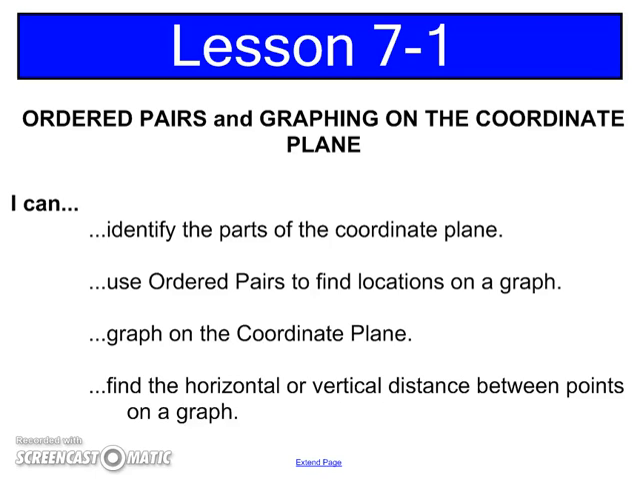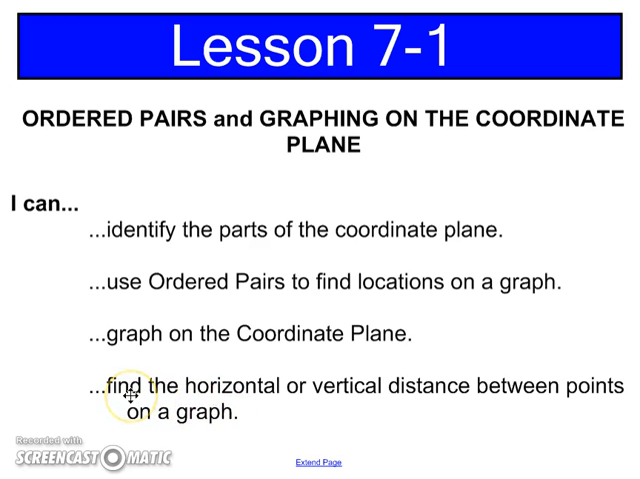All right, ladies and gentlemen, lesson 7.1. Chapter 7, we're going to be discussing graphing throughout the chapter. In lesson 7.1, we're going to begin with some of the review topics to graphing, specifically what are ordered pairs, and then graphing on the coordinate plane. We're going to identify parts of the coordinate plane. We're going to use ordered pairs to find locations and do some graphing on it.